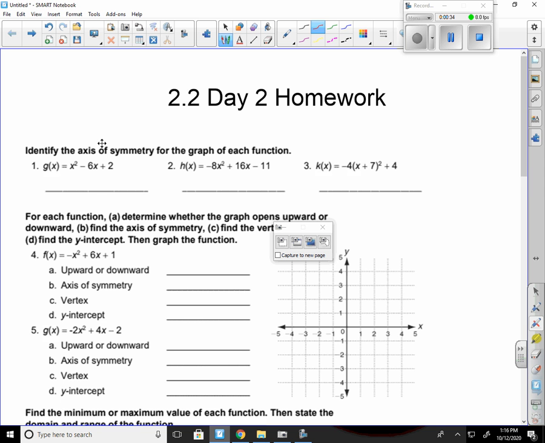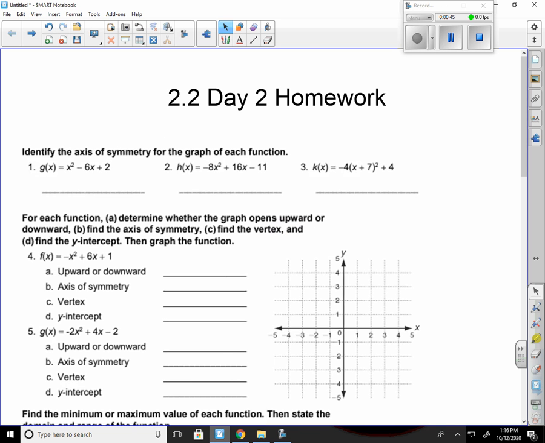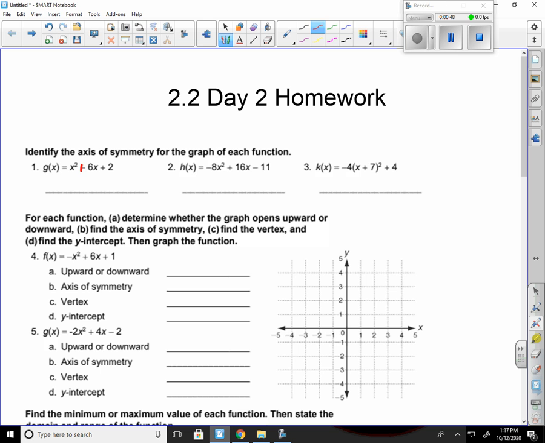Okay, identify the axis of symmetry for the graph of each function. So the first thing I need to do is remember my formula. The formula is negative b over 2a. This is my b right here. And it's the negative of that, which makes it positive 6 over 2 times 1. There's nothing here, so that's automatically a 1. So that's going to be 6 over 2 times 1, which just gives me 3. So x equals 3 is my axis of symmetry.